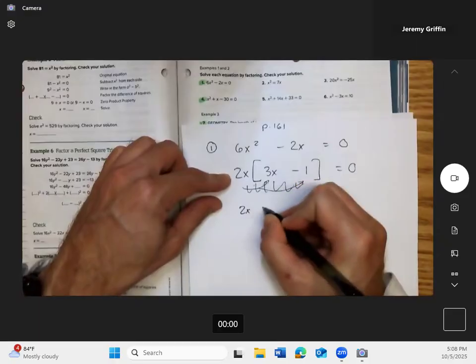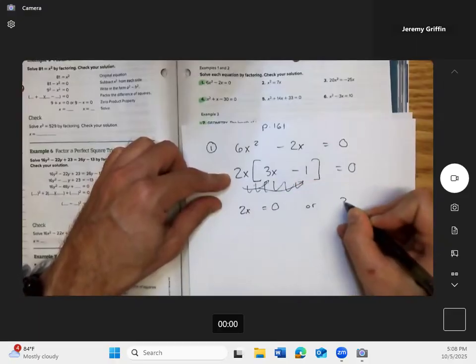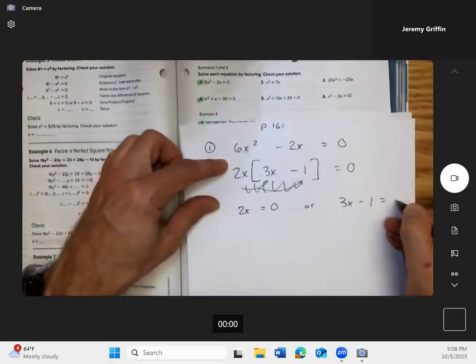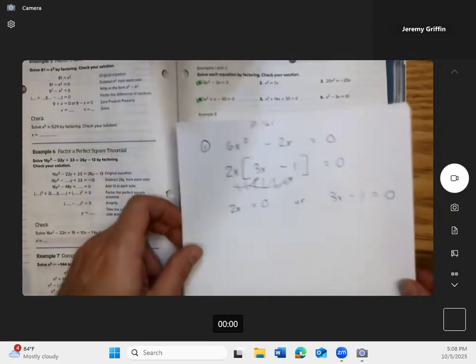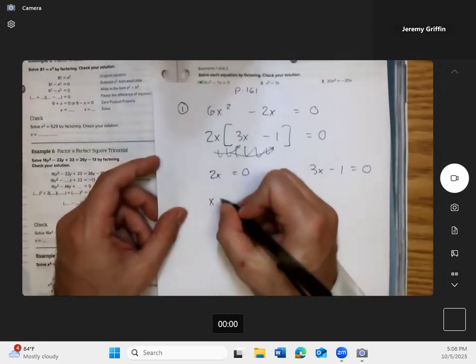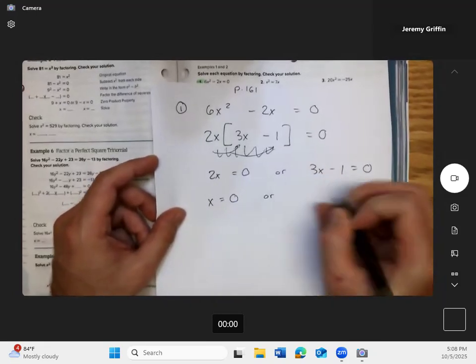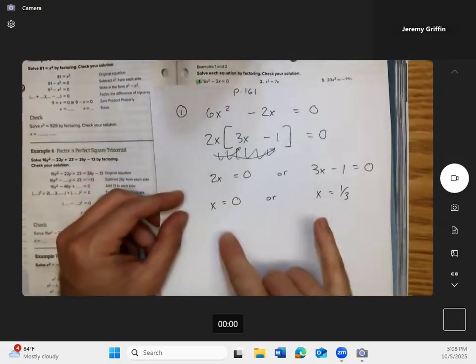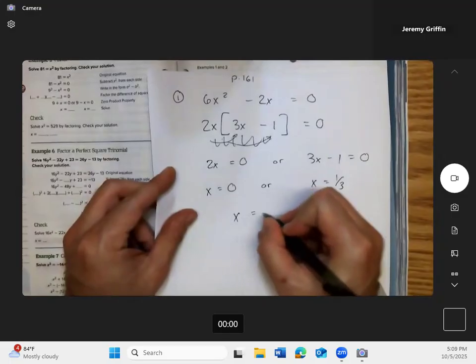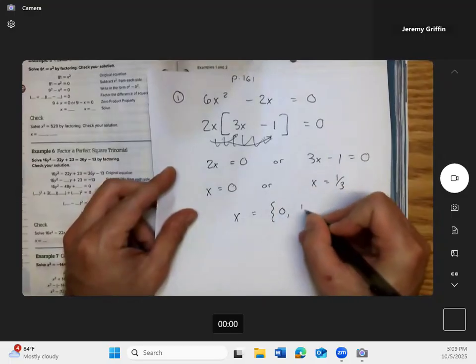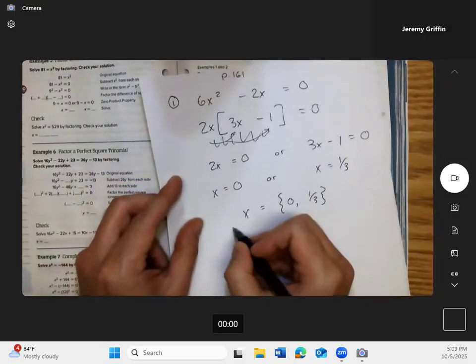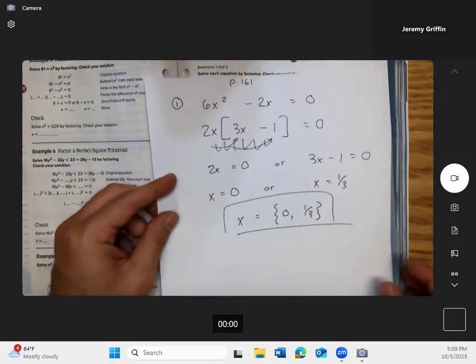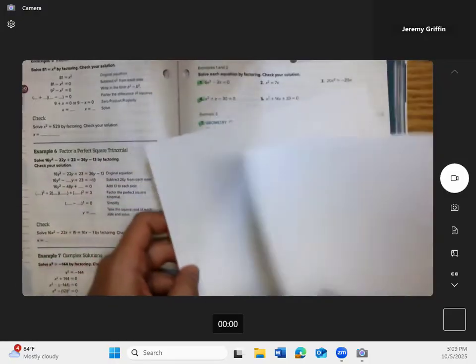So 2x could be 0, or 3x minus 1 could be 0. Either way, 0 times everything else would 0 out. So x itself could be 0, or if you add 1 over and divide by 3, x equals 1/3. So there are your two solutions: x equals 0, 1/3. Those both work. Boom, done. Number 4.